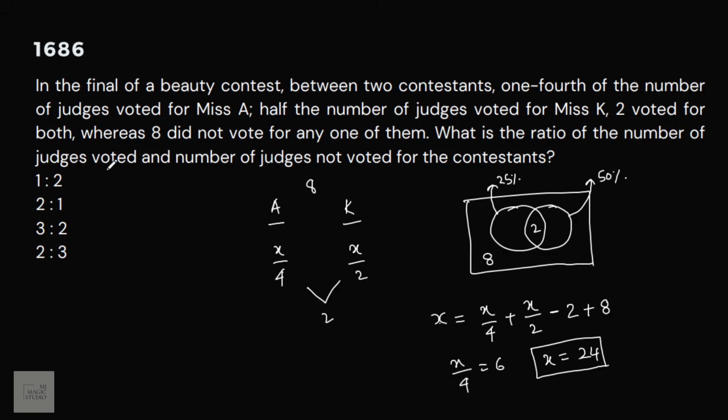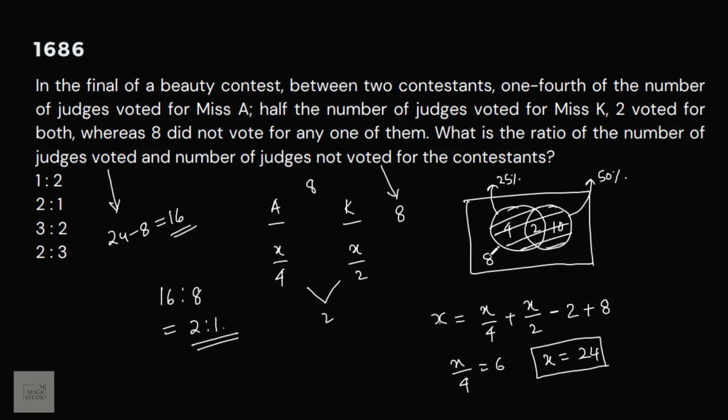So what is the ratio? The number of judges who voted is 24 minus 8, that is 16. And the number of judges who haven't voted is 8. So the ratio we are looking for is 16 is to 8, that is 2 is to 1. We can also check how we get 16 here. 24 times 1/4 is 6, that means it should be 4. And 24 times half, 50%, is 12, that should be 10. So 10 plus 2, 12, plus 4 is 16 who voted, to 8 who haven't voted. So the ratio is 2 is to 1, that features in option B.